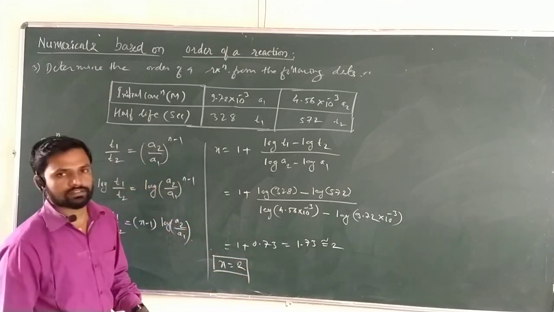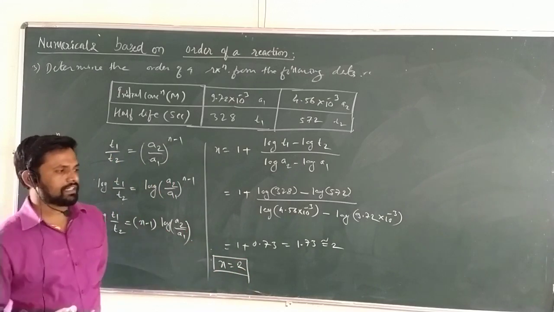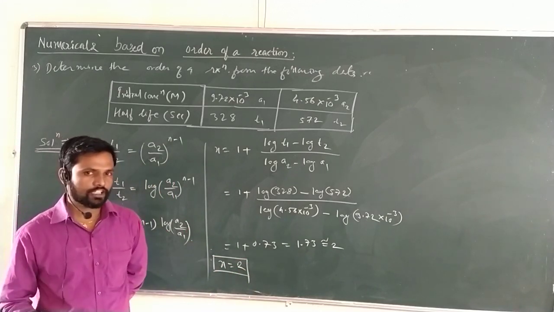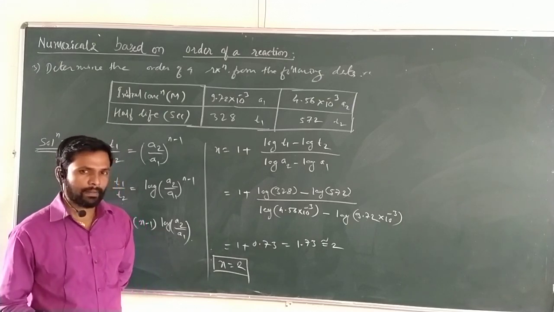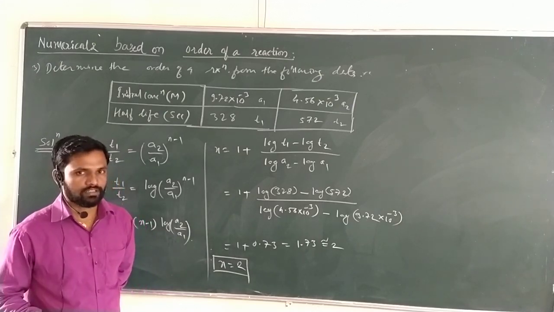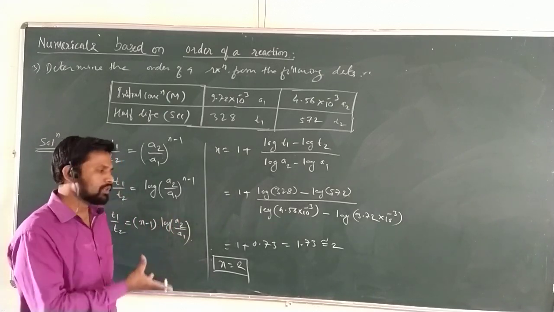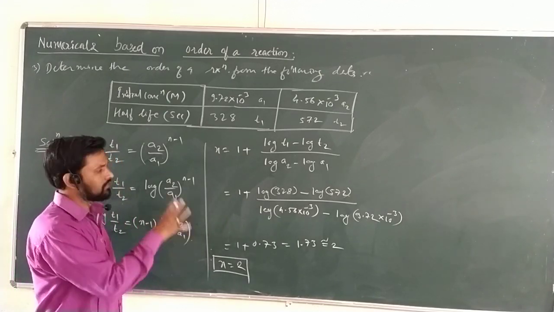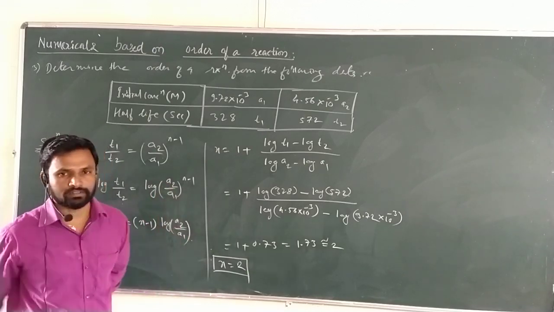Yes, we have to understand. Okay. So, what did we do in this lecture? Very simple. We found the order of a reaction with corresponding values of half-life periods and initial concentrations. Two different half-life periods and two different initial concentrations are given. From those values we can determine the order of reaction, that is, n can be determined.